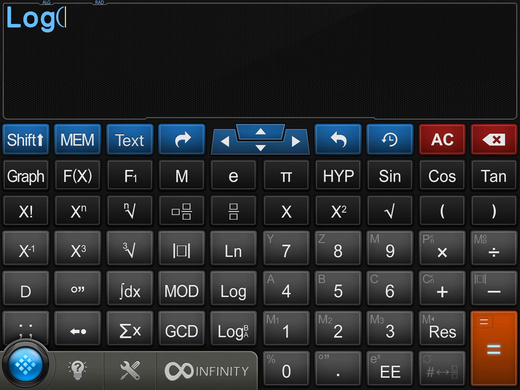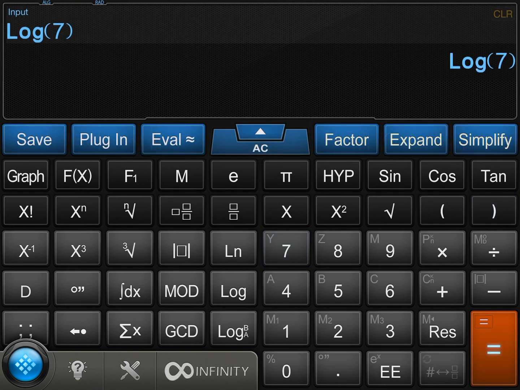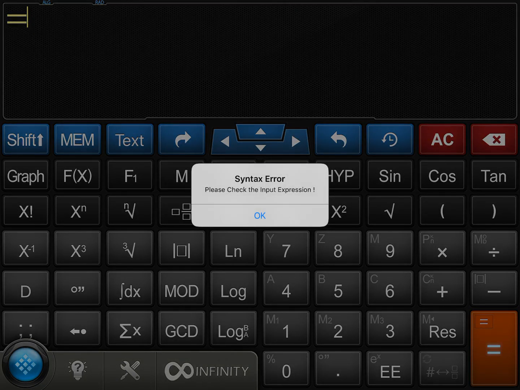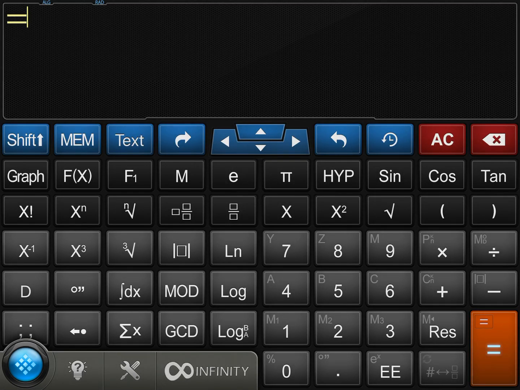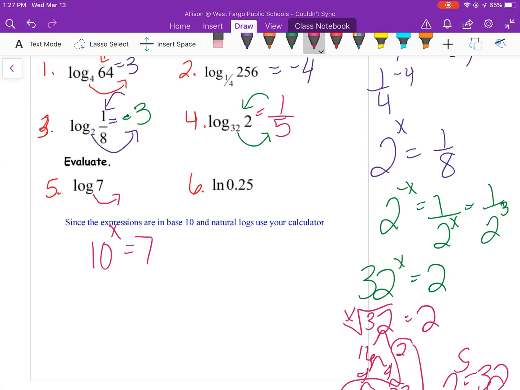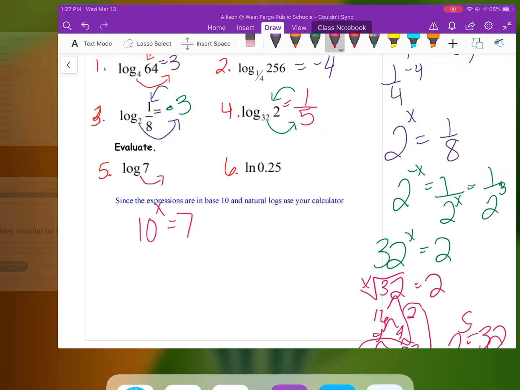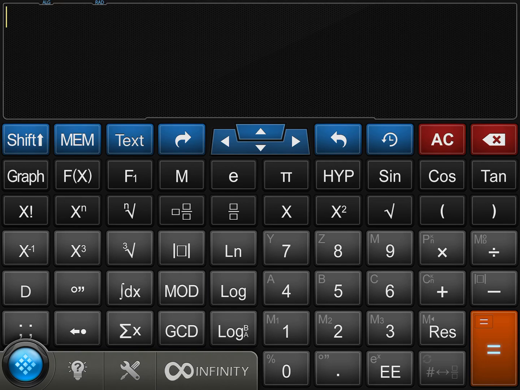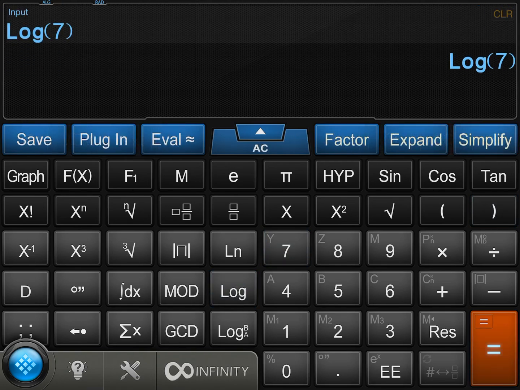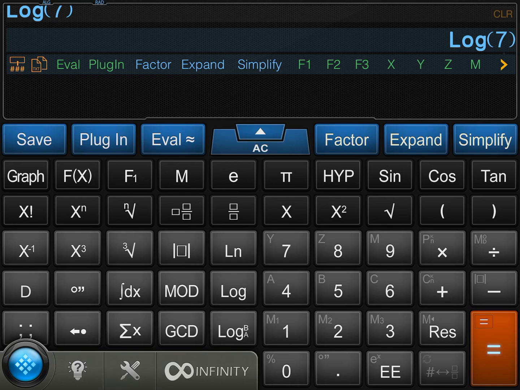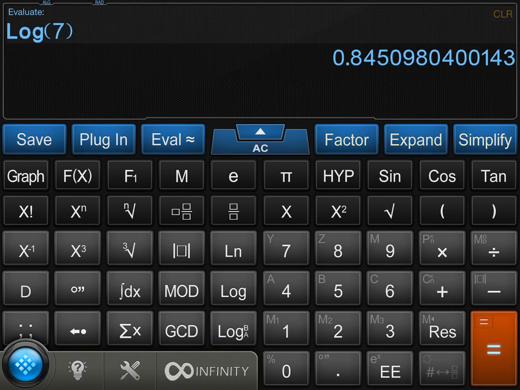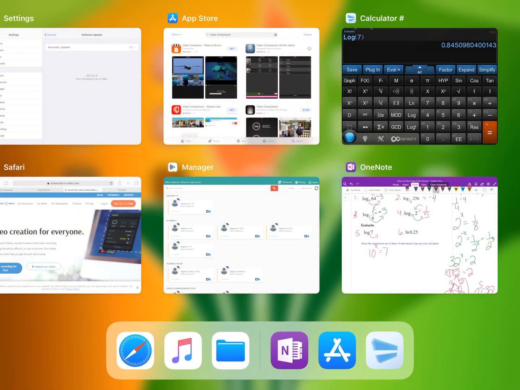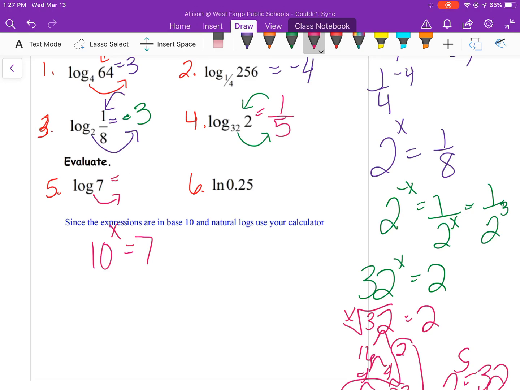So log of 7, I think it was, equals, let's see, log of 7. I don't know how to work this calculator. So log of 7 equals, I want it to evaluate, there we go, 0.845, so it's approximately 0.845. And it continues to repeat.